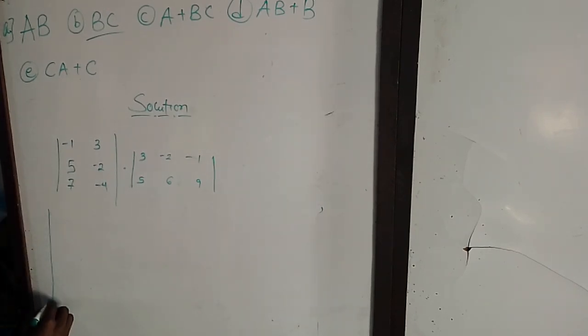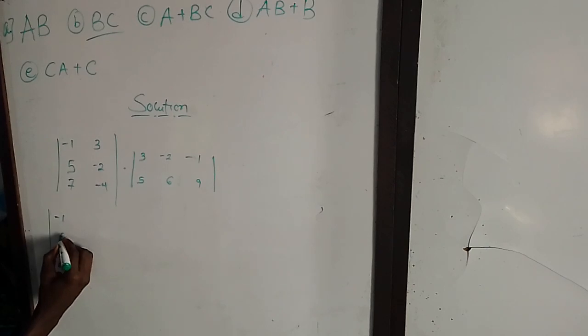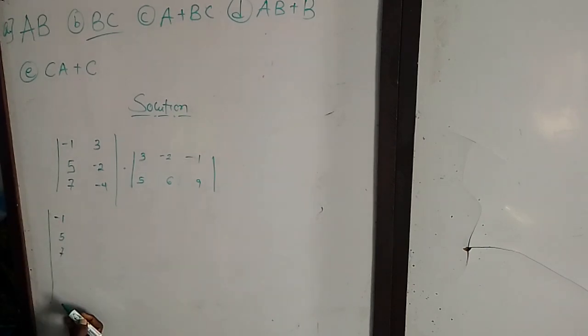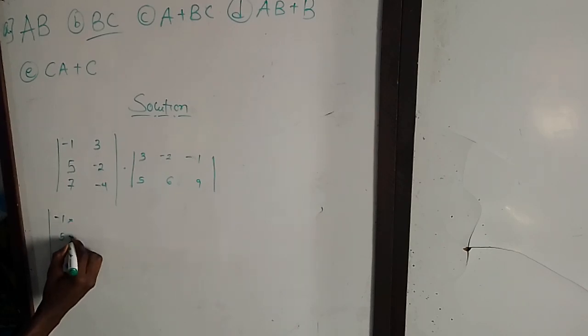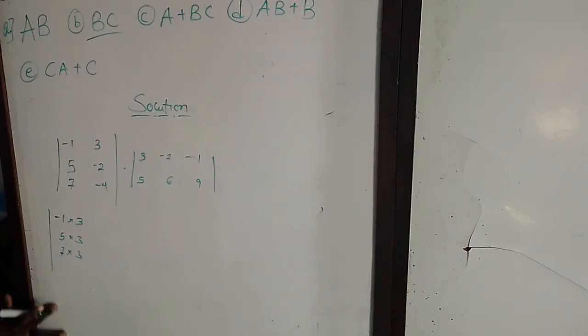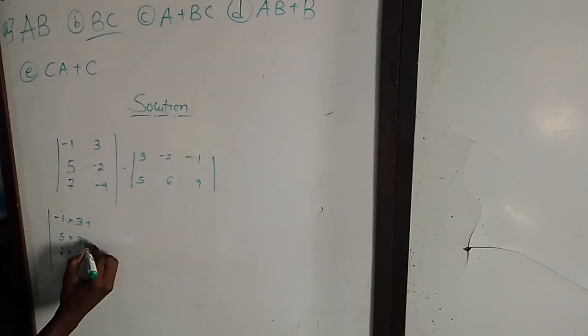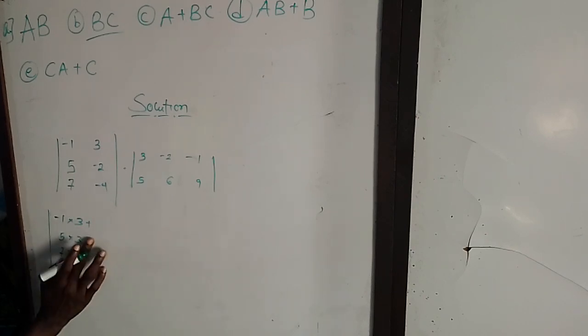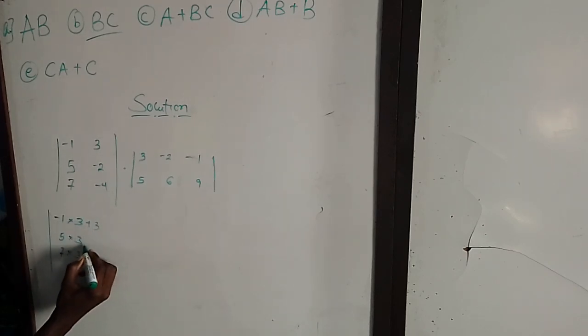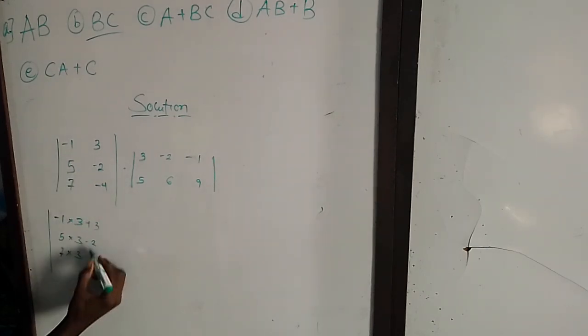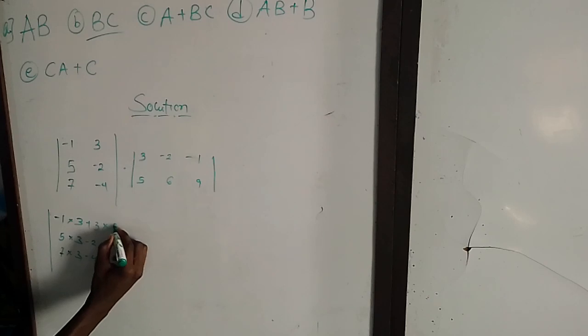We have minus 1, 5, 7, then times 3, then you have plus. Minus times plus will give minus 2. Minus times 4 will give us minus 4. Then times this 5 again.